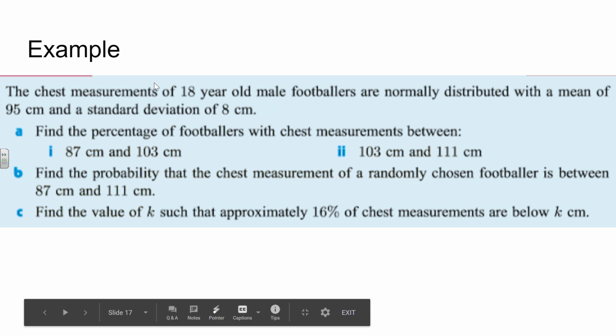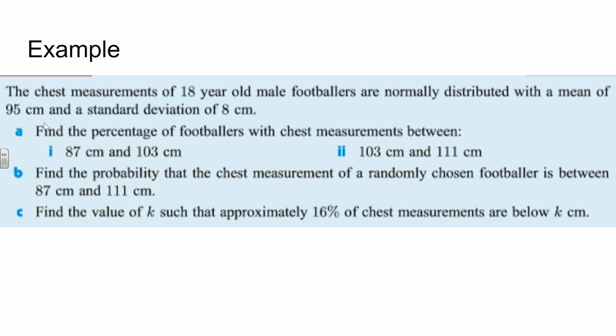It says the chest measurements of 18-year-old male footballers are normally distributed with a mean of 95 and a standard deviation of 8. So 95 is going to be in the middle. And if I go one standard deviation above, that's going to take me up to 103 centimeters. So it says find the percent of footballers with chest measurements between 87 and 103, and then 103 to 111. So we'll come back and look at B and C in a second.